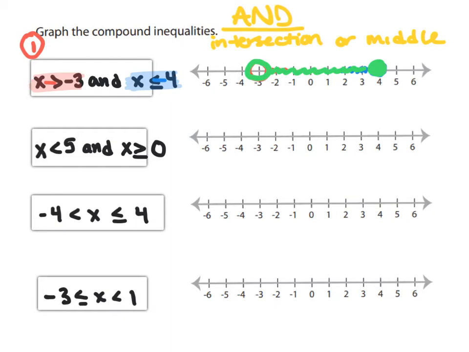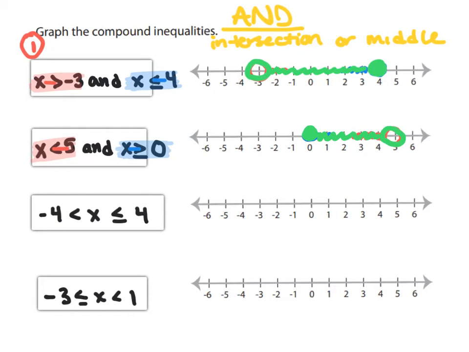For the next one, we're going to follow the same process of graphing each part of the inequality. So first, if I want to graph x is less than 5, since there isn't a line underneath, I can put an open circle at 5, and my arrow is pointing to the left, so I can shade to the left. For the second part, it gives me that x is greater than or equal to 0, so I can put a closed circle at 0, and since it's pointing to the right, I can shade to the right. Now we can see that these two lines are going to intersect, so my full graph is shown here.